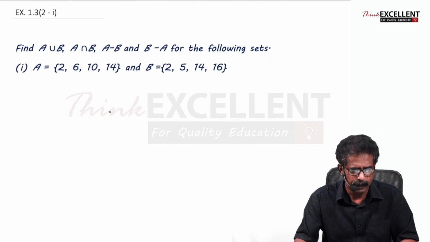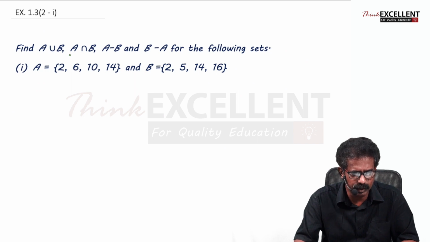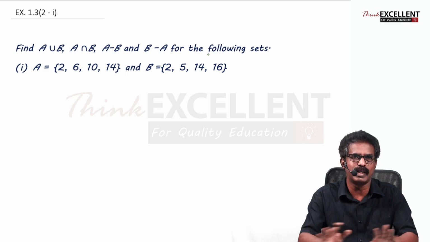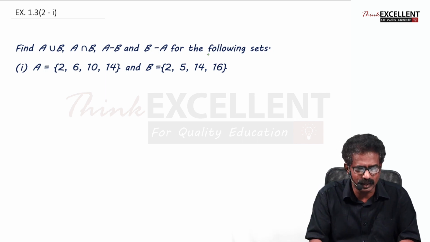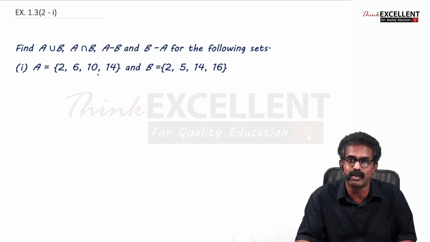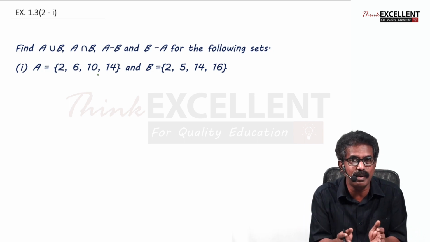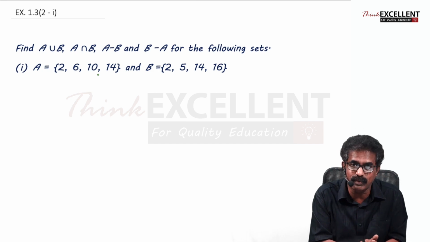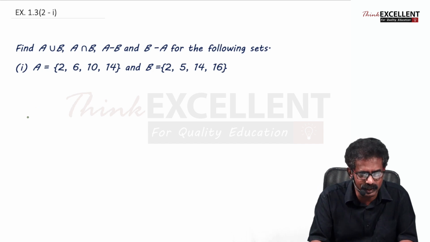See this question. Find A union B, A intersection B, A minus B, and B minus A for the following sets. No Venn diagram, usual method. Everything is given in roster form. If they give it in set builder form, you have to write it in roster form first, so be very careful. Look at this question, A and B are clearly given.